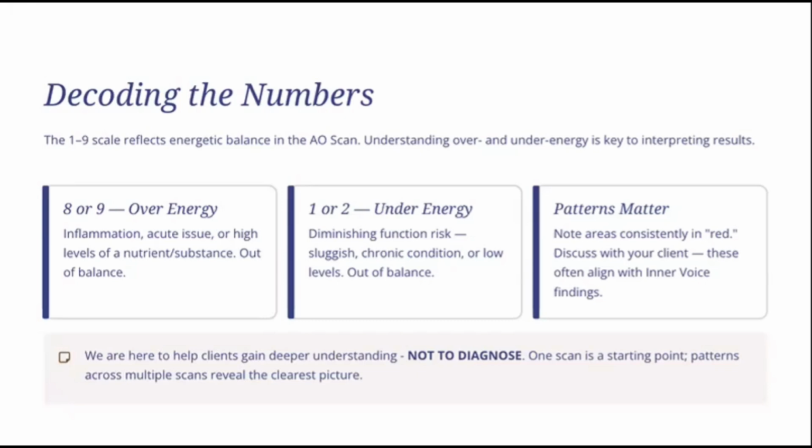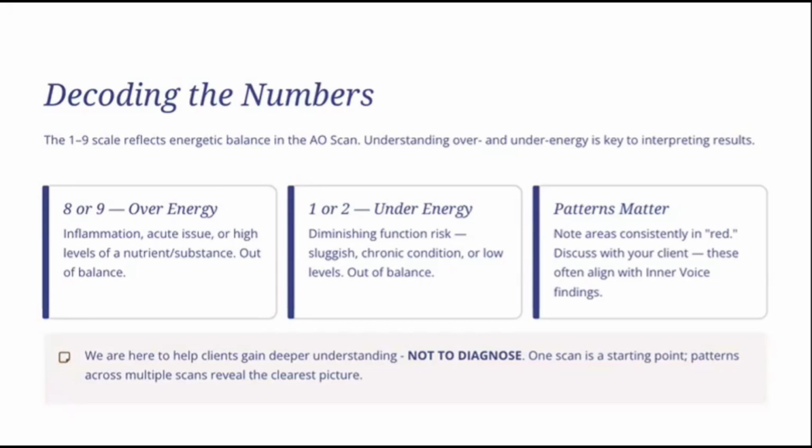We then have the 1 or the 2, or the under energy, and this can be interpreted as an under energy or, as described in the AO scan, a diminishing function risk. So if we think about diminishing, it means lower. Function is how we are in the world or what we can do in the world, and there's the risk there. So to us, this means that it could be having an effect on the body that is slowing things down. Okay, so perhaps making them a little sluggish. And it can also mean that it's a chronic condition, so something that we've had for a long time, not something that's just flared up in the present. Another way to interpret this is that whatever the item is, as a 1 or a 2, may be low. So if it's a vitamin or a mineral, say it's iron and it's a 1 or a 2, you might say, okay, maybe my iron's a little bit low.